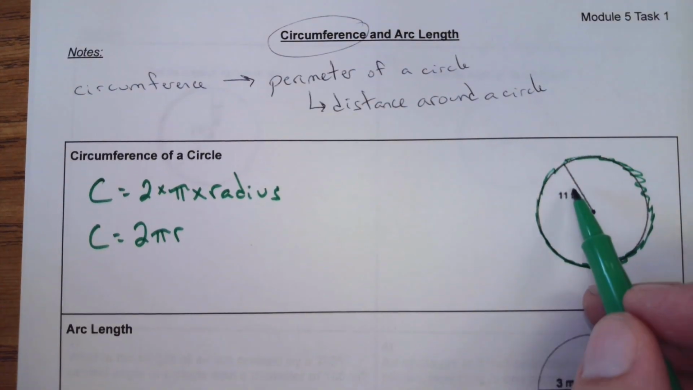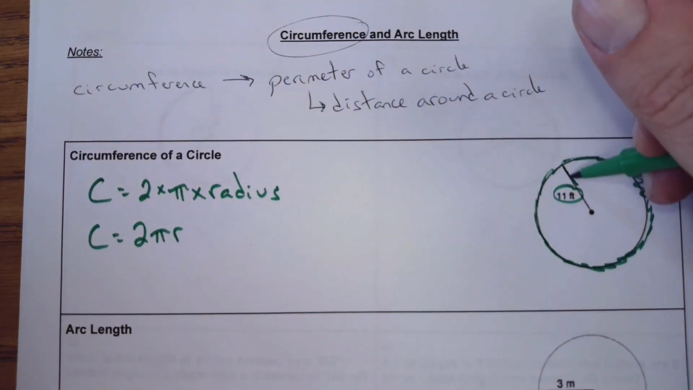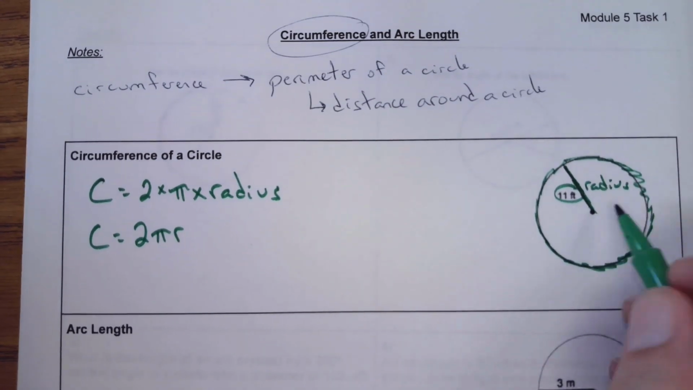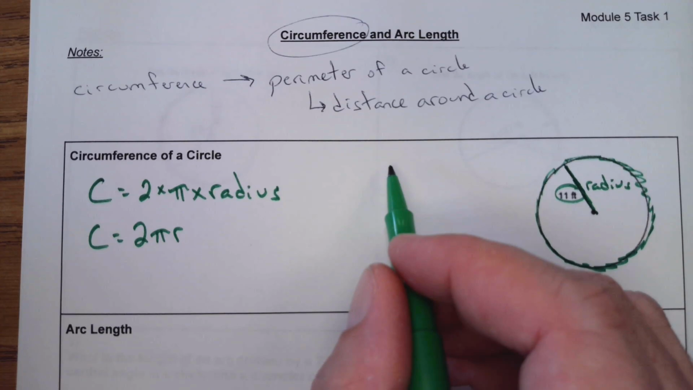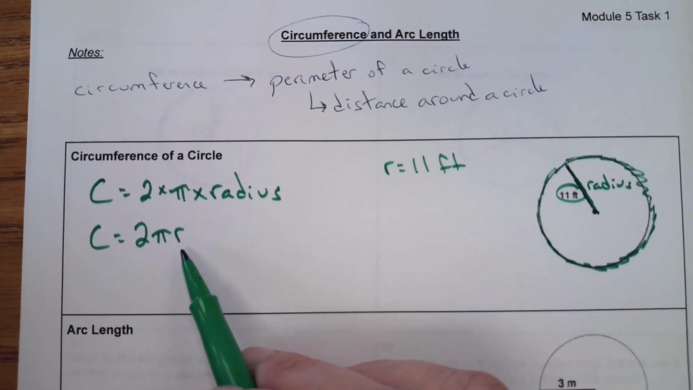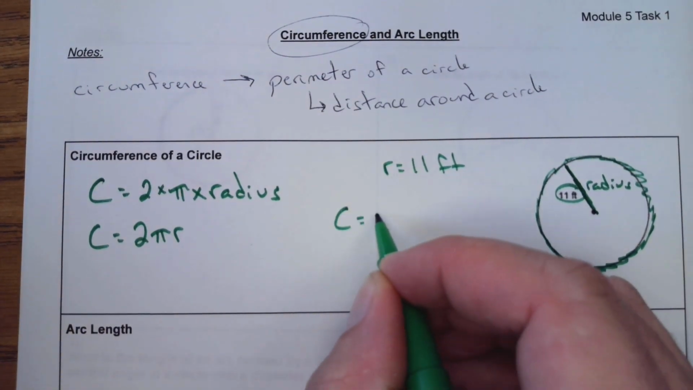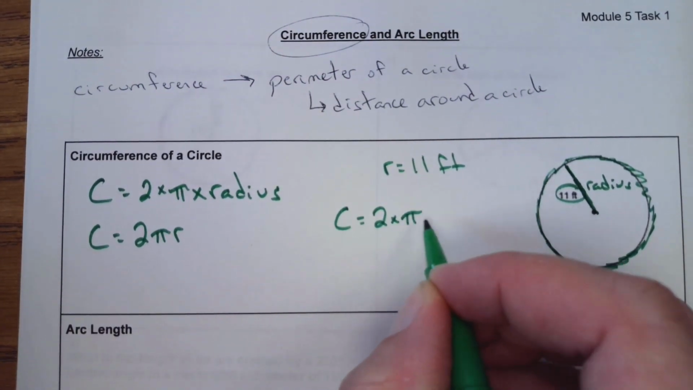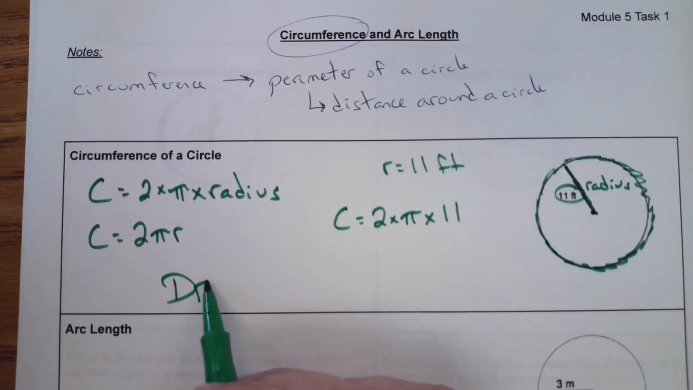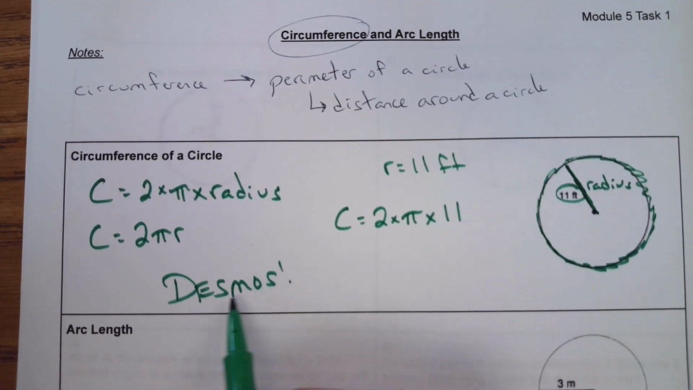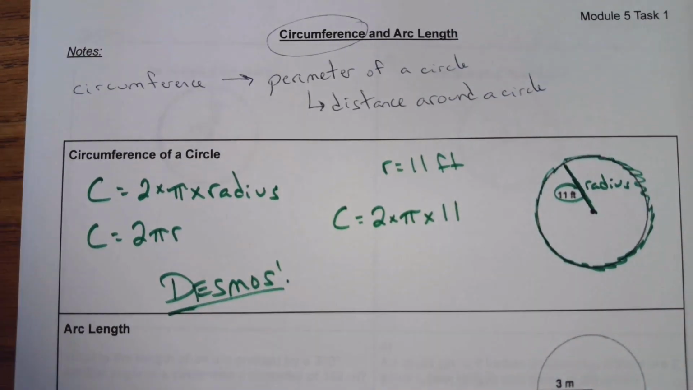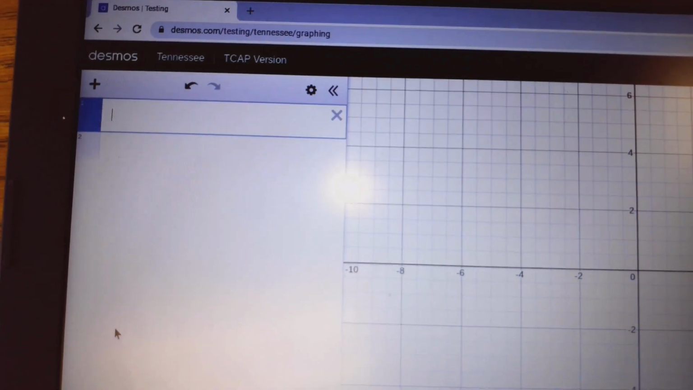Okay, so I come over here and I see I have 11, and 11 is the radius. So from the center out. So I know that the radius is 11 feet, and I'm going to substitute that in here. So the circumference is equal to 2 times pi times 11. Now when I get to here, I need to go to Desmos to do my calculator. So 2 times pi times 11 is what I'm going to need to type in.